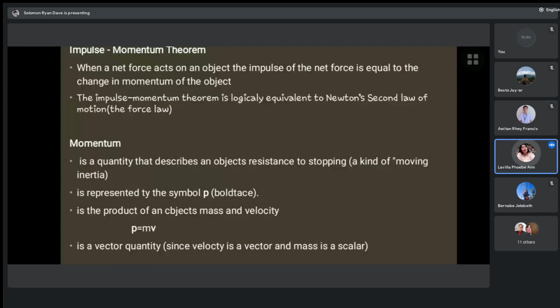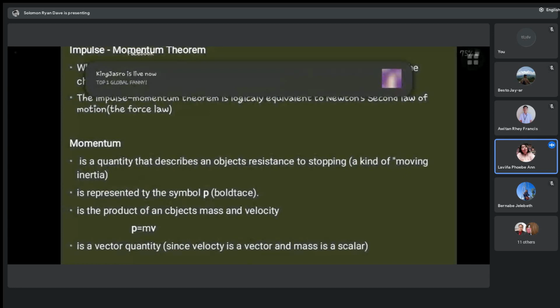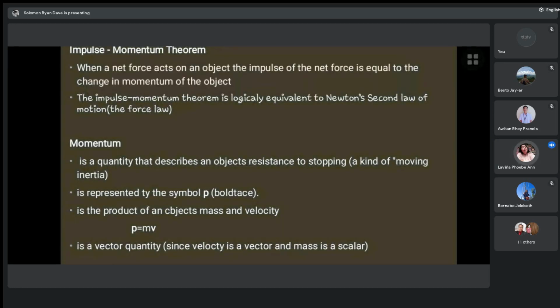Momentum. Momentum is basically mass in motion. It is a quantity that describes an object's resistance to stopping, a kind of moving inertia. Momentum is represented by the symbol P. Momentum is also the product of mass and velocity, or momentum equals mass times velocity. Momentum is a vector quantity since velocity is a vector and mass is a scalar.